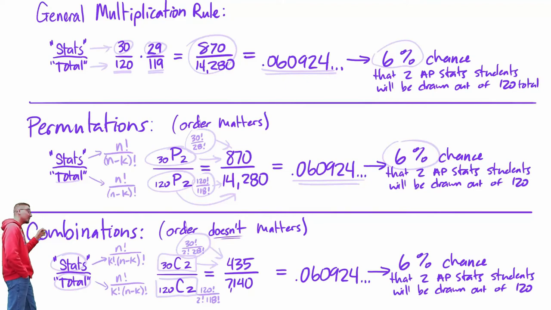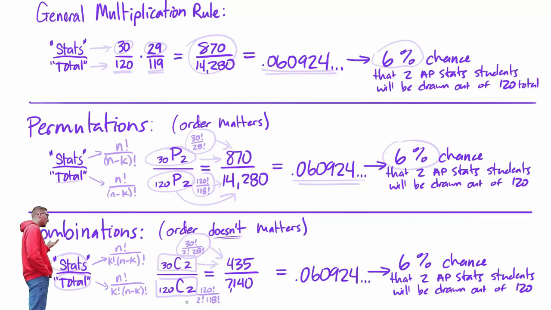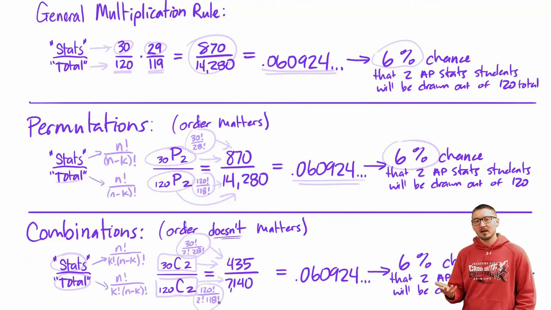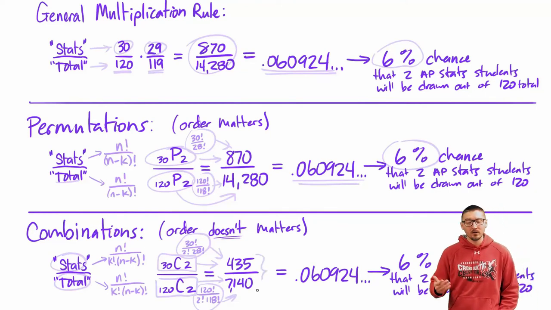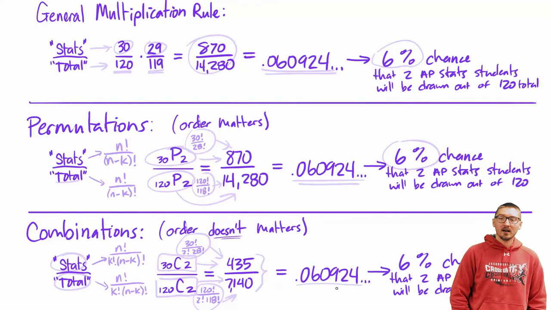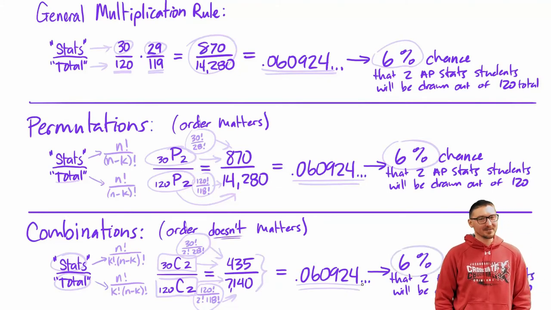On the bottom, I'm taking 120 students for the total, and the combination of picking out two of those students, where the order doesn't matter, is going to leave me with 7,140 possibilities. If I divide 435 by 7,140, guess what decimal I get?